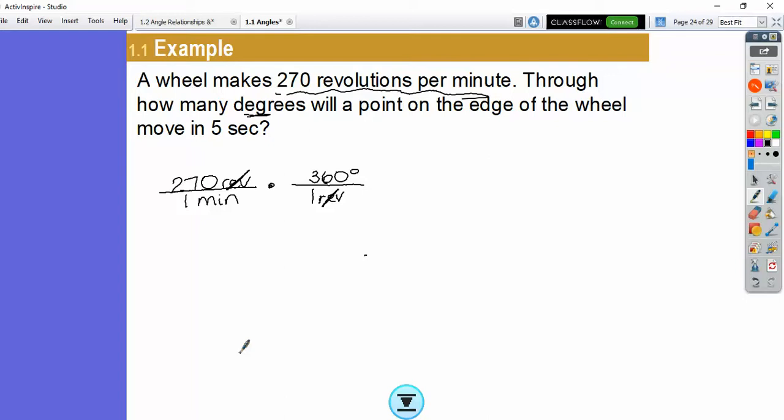Looking in the problem, I just want degrees. I know we have 5 seconds. So what do I need to change my minutes to? Seconds. 1 minute is the same thing as? Do I want to put the minutes on the top or the bottom? Top, because I need it to cancel. So 1 minute is the same thing as 60 seconds. So those cancel. What other information is given in the problem?